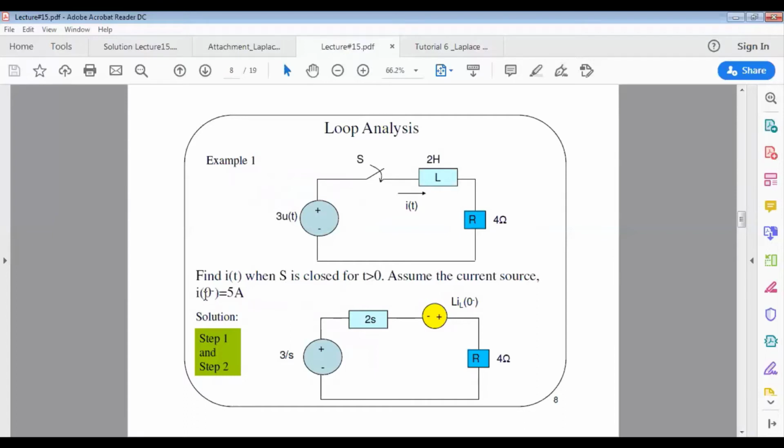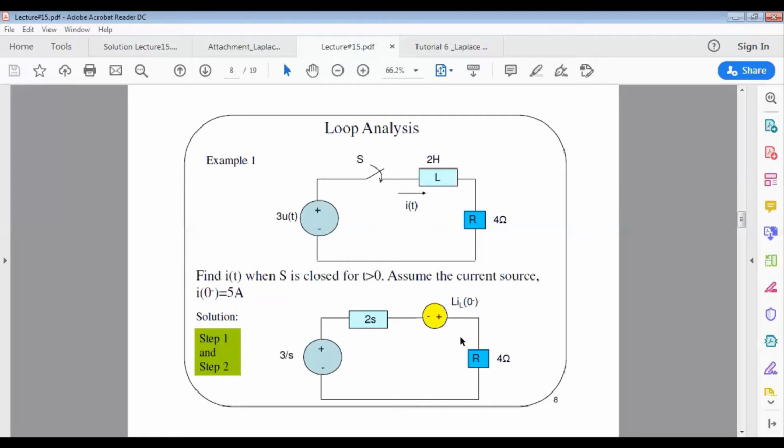We have learned in part 1 that i(0-) is the initial current, in this case of the inductor. So 0 negative means that this is the initial current of the inductor, which is given to be 5 ampere. We are given that the switch S is closed for t bigger than 0, which means that initially the switch is open. When t is bigger than 0, then only the switch is closed, or the circuit is said to be complete.